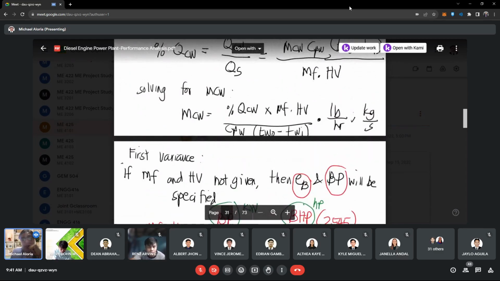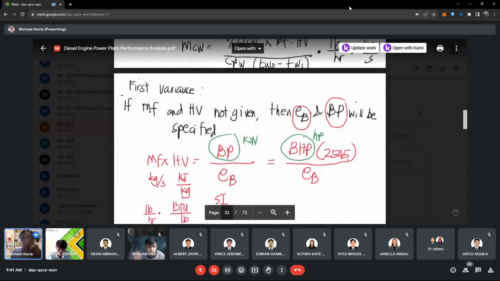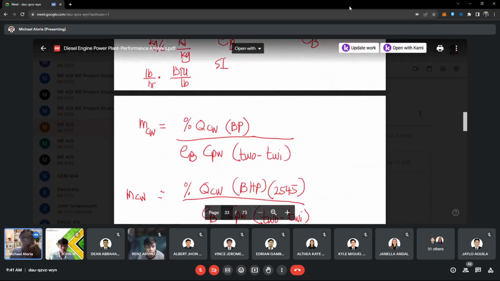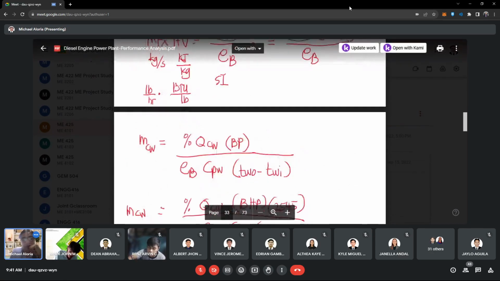Sabi dito, these two parameters are not given. Ibibigay naman ang EB and BP. Kaya mangyayari, ang iyong equation ngayon ay mass ng cooling water percent QCW times your brake power over EB. Ito yun.